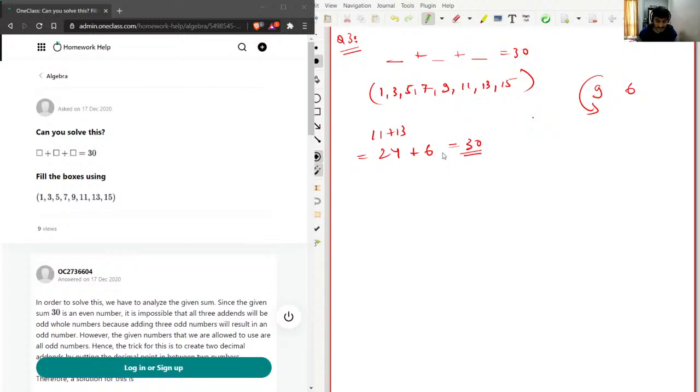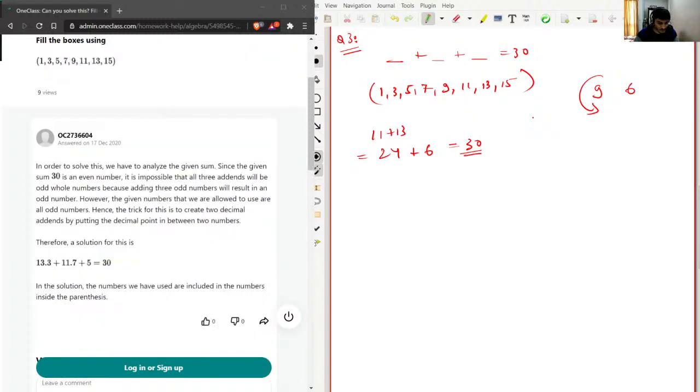But the thing is that again, these questions do not have any direct answer, so therefore you need to manipulate the question to get at least some answer. And here also in the solution given here, I'll just read this. So in order to solve this, we have to analyze the given sum.